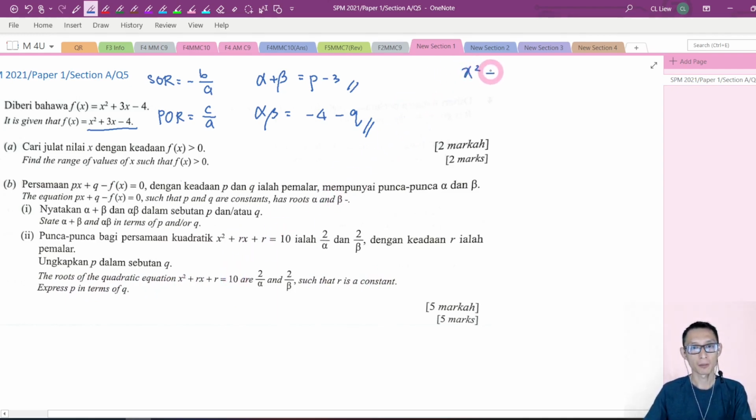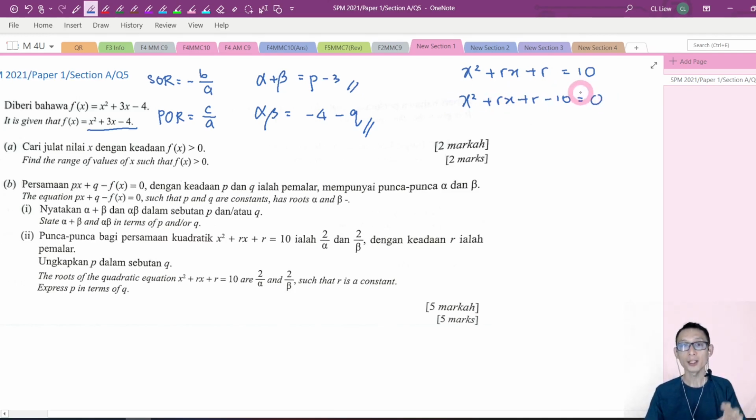x squared plus rx plus r, right, is equal to 10. This is not 0. So what do we need to do? For the first step, we will need to bring the 10 over here. So it will become x squared plus rx plus r minus 10 is equal to 0. So after we arrange it this way, then only we can start to determine the value of a, b, and c. So from here, we know that a is equal to 1, b is equal to r, c is equal to r minus 10.